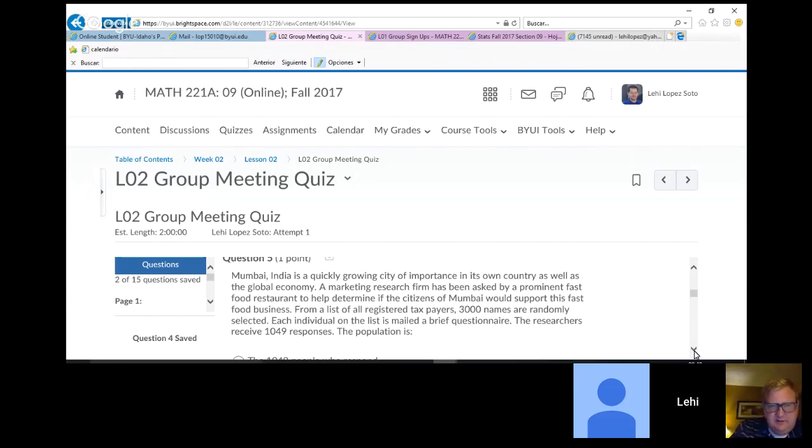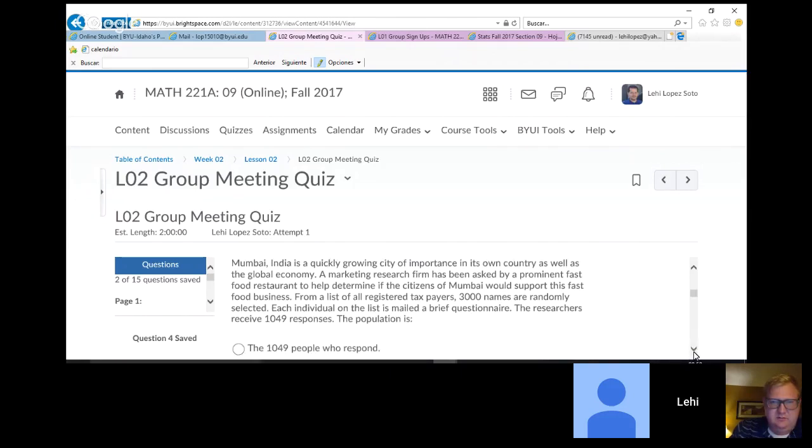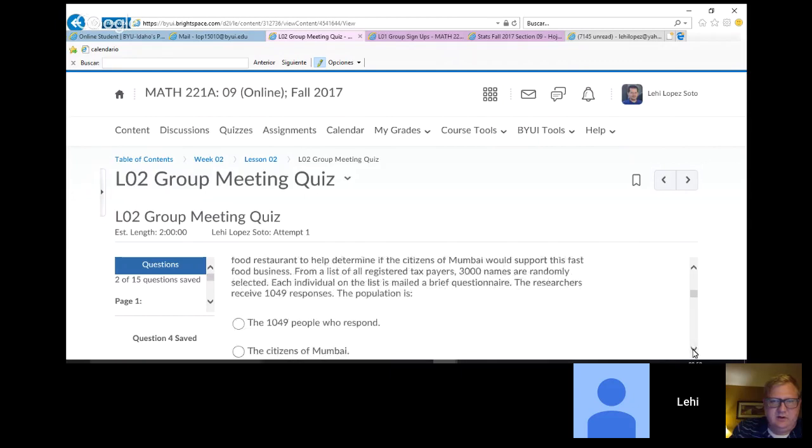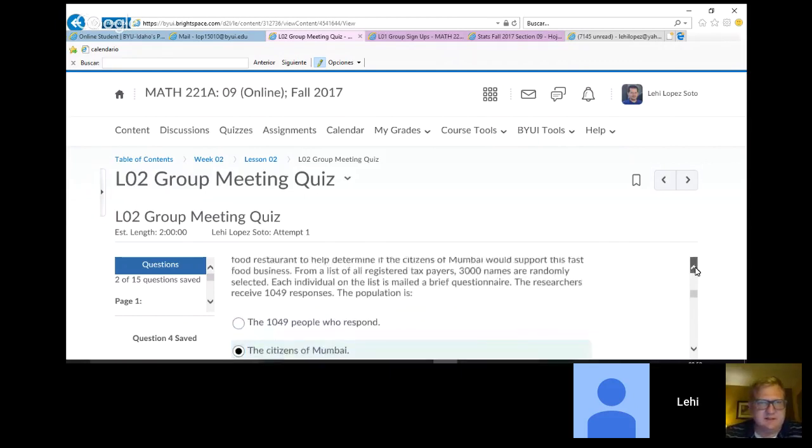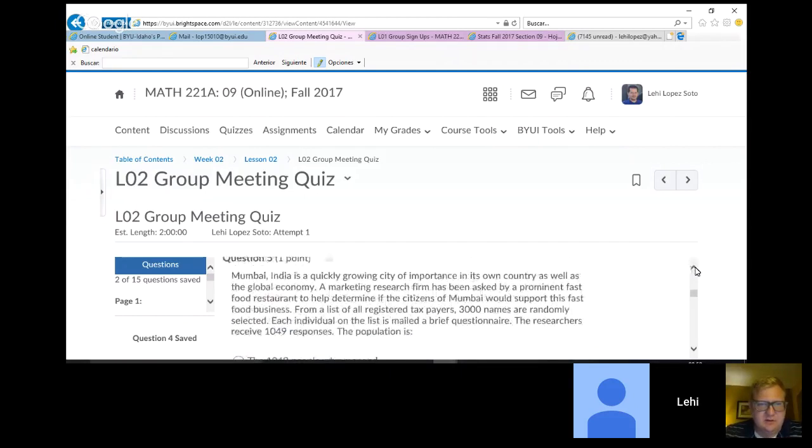3,000, each individual on the list mailed a questionnaire, but only 1,049 respond. The population is the city of Mumbai. Okay. Yeah, I agree. Or what are they talking about? Here, let me go back and read. Mumbai, India is an important city in its country as well as the global economy. What is the population, the total collection of all individuals under consideration? Yeah, the citizens of Mumbai.